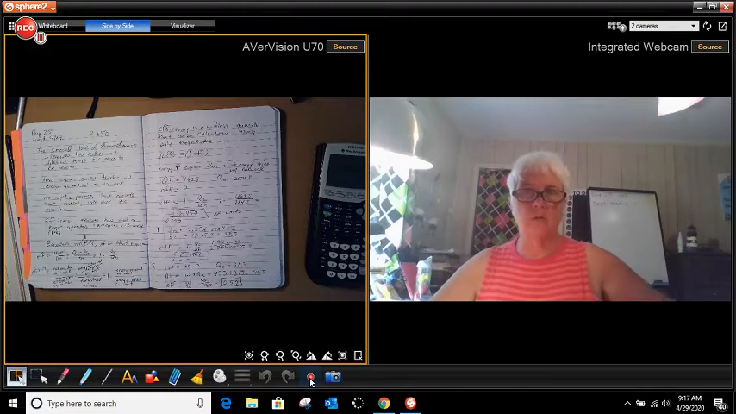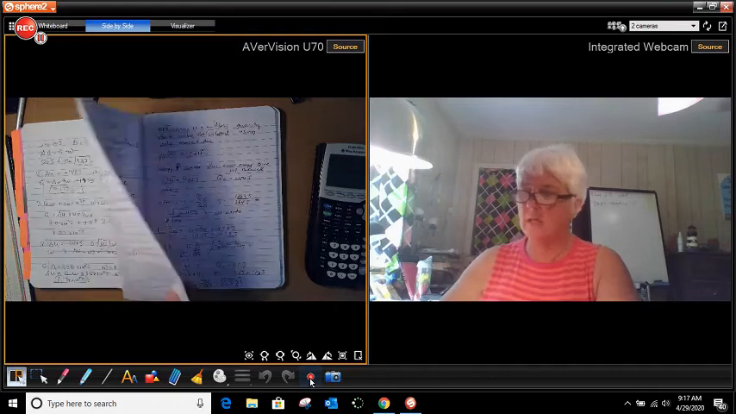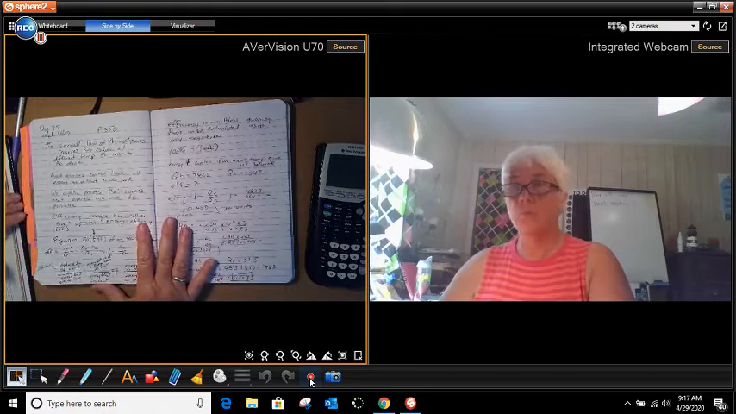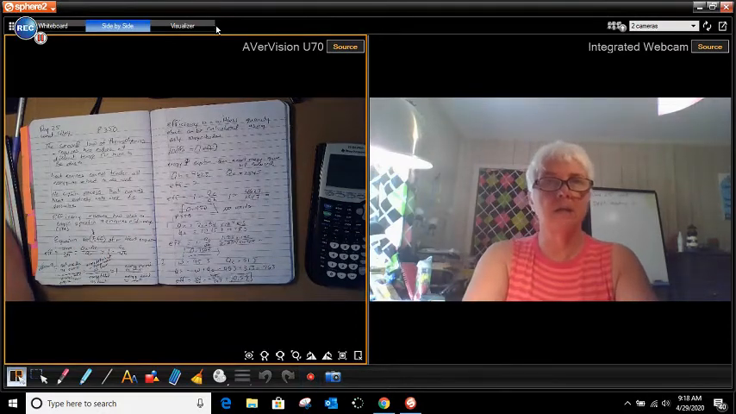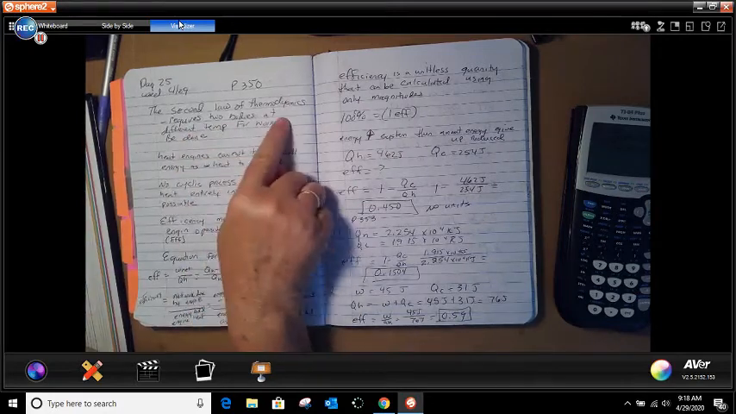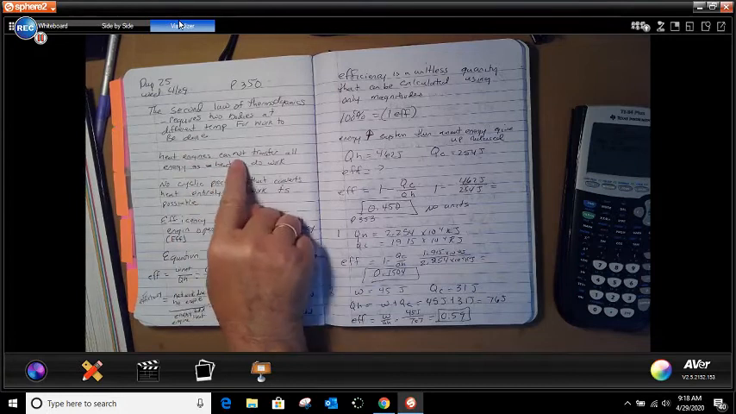Today we're going to be talking about the second law of thermodynamics. The first law we talked about yesterday, and the first law dealt with one item. Now the second law requires two bodies with different temperatures for work to be done. So heat energy cannot be transferred.